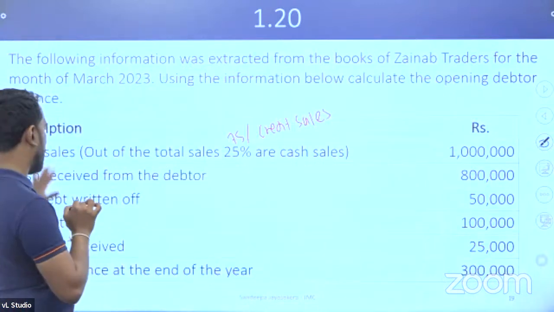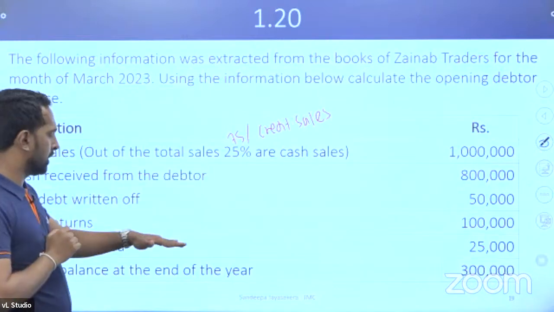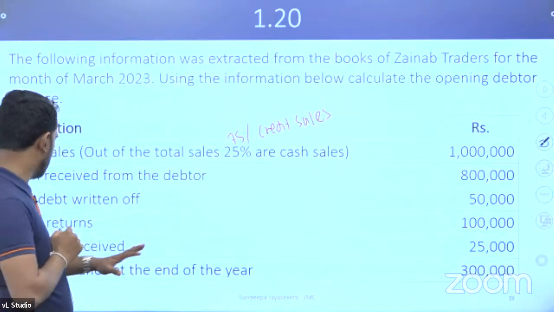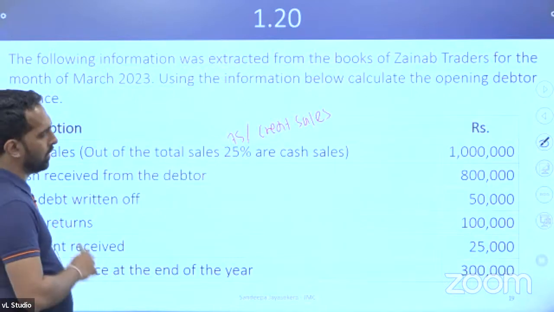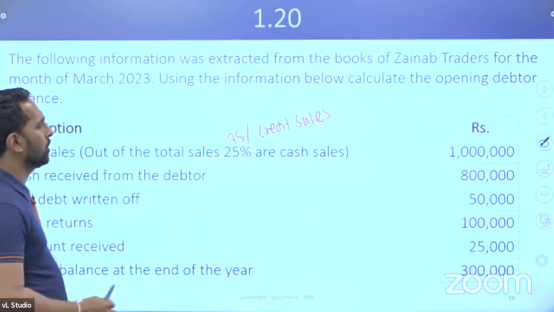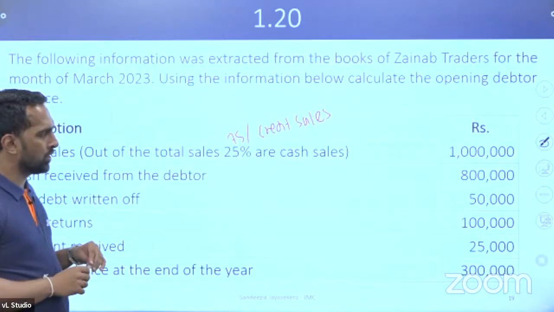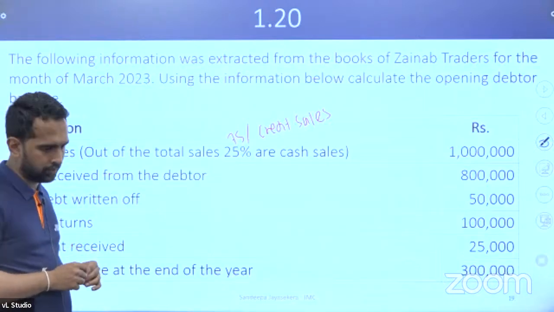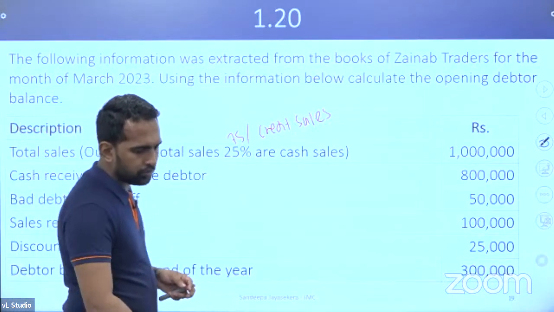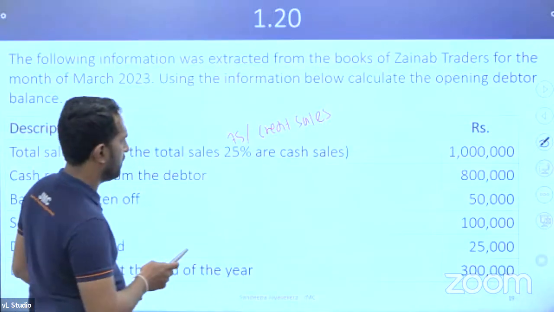Cash received from the debtor 800,000. Bad debt written off. Sales returns. Discount received. Debtor balance at the end of the year. We have several items, so you need to prepare the debtors control account, put these transactions in and get the answer. Now let's work it out.